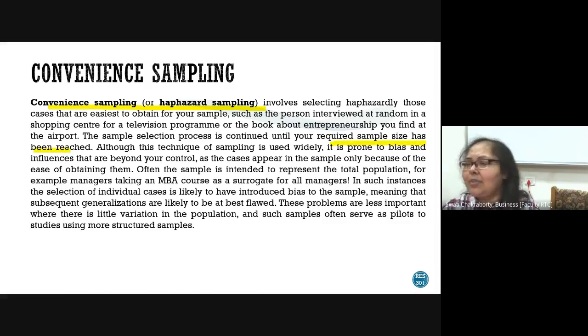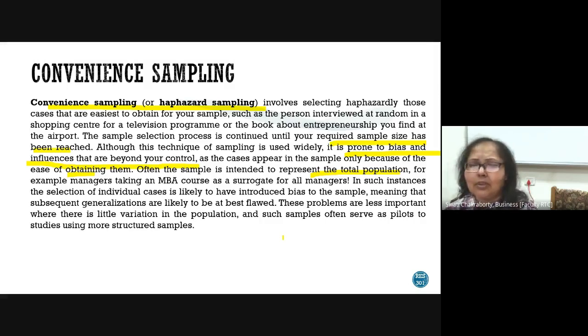Although this technique is used widely, it is prone to be biased, right? There are influences that are beyond our control, as the cases appear in the sample only because it's quite easy to obtain them. Often the sample is intended to represent the total population, right? Generally, that's what it should be. Say, for example, managers taking an MBA course as a surrogate for all managers.